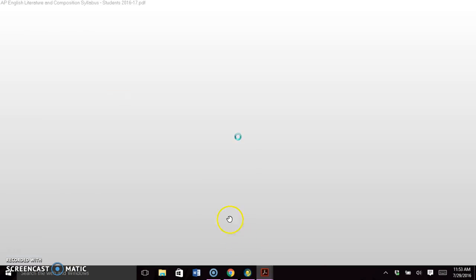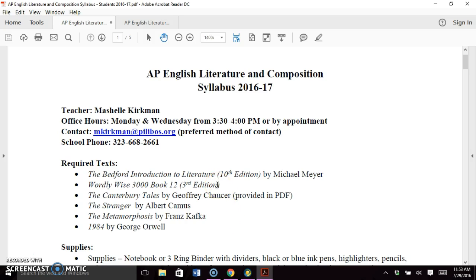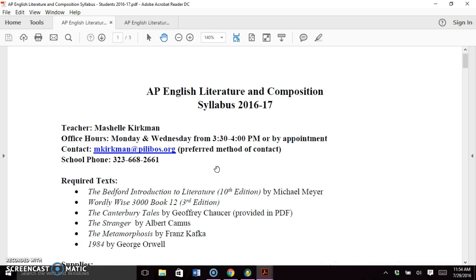Okay, so let's go ahead and start with the syllabus. Now, the idea of the syllabus is it's the roadmap for what we're going to do for the year, what my expectations are, everything that I want from you to help make this class as beneficial as possible. Okay, so my office hours are going to be Monday and Wednesday from 3:30 to 4 o'clock. Yes, I know you're seniors. Yes, I know you're done at 2:30 or 2:35. So that's more difficult. But I also have this idea of or by appointments.